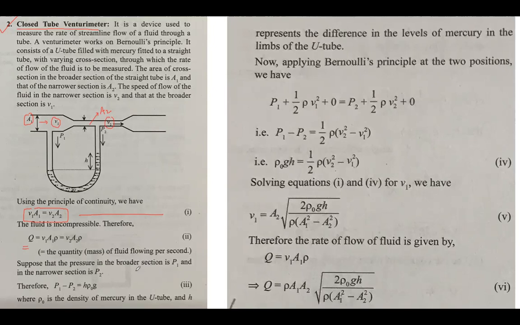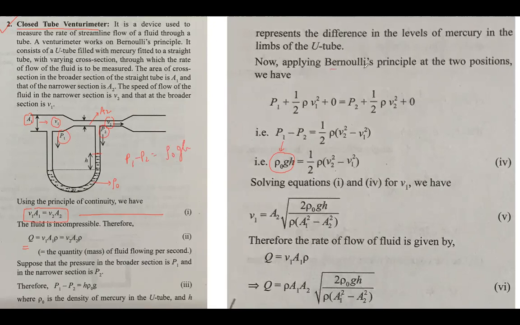Now suppose that the pressure in the broader side is P1 and in the narrower side is P2, where rho naught is the density of mercury in the U tube. So we know that the pressure difference P1 is greater than P2. P1 minus P2 is given by rho naught GH. So we can write P1 minus P2 is equal to rho naught GH.